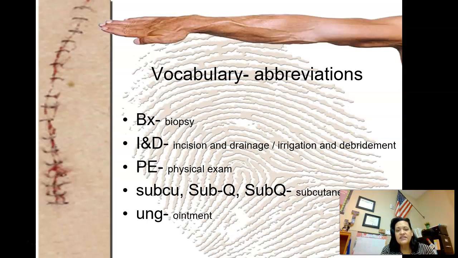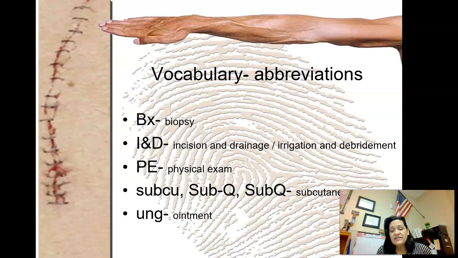An I&D stands for incision and drainage, or irrigation and debridement. With skin, we might get some pus balls, right? And so at some point you might need to make an incision, so cut it and drain it. If you get damaged tissue, the debridement is the scraping away of that damaged tissue. For example, if you get a burn that leaves black and ashy type dead tissue, they'll remove that so that the skin underneath it can grow clean and fill in the bad area. PE is a physical exam.